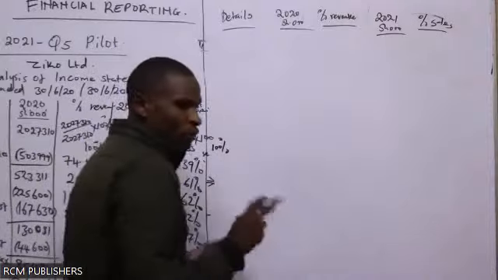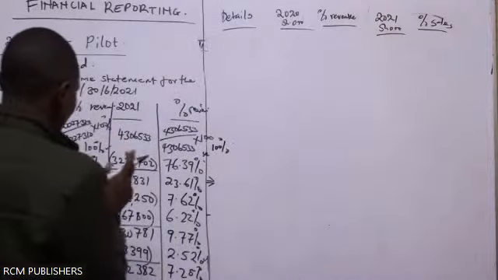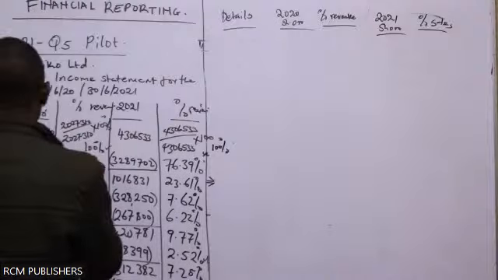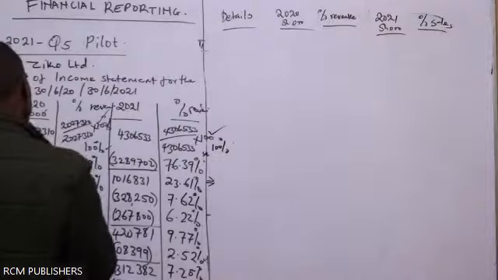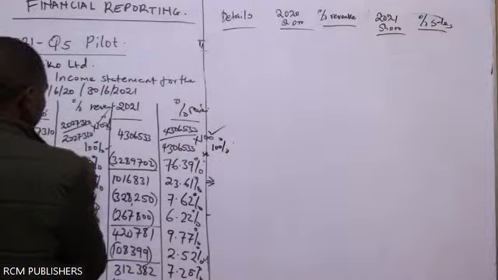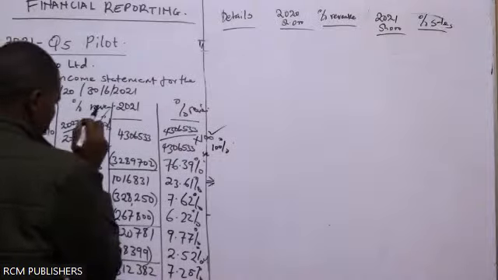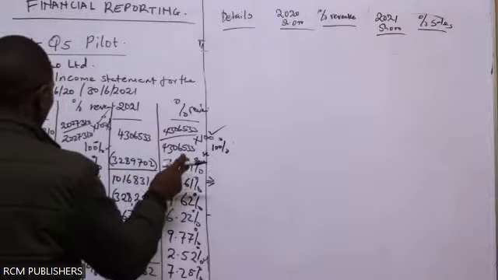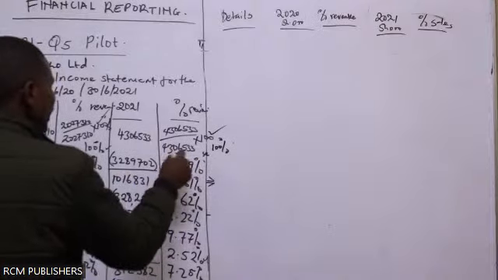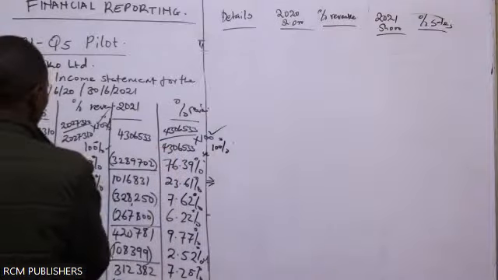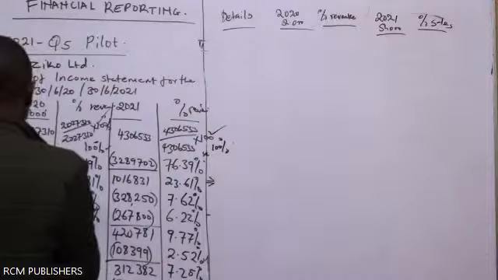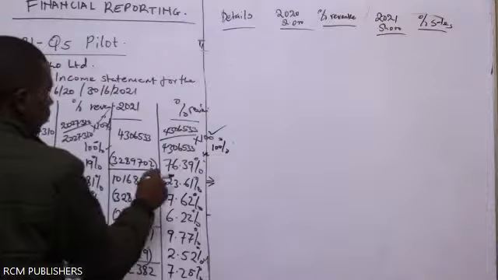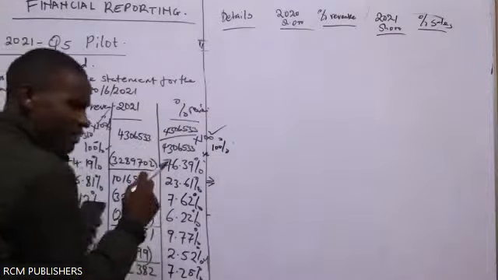When you are analyzing, you look at this. This is revenue, ni sawa, ni 100%. Let's look at cost of sale, 74.19% or 74.2%. And then we have cost of sale of 76. So we had more cost of sale compared to year 2020. And then we go to gross profit. Gross profit for year 2020 was higher compared to that of 2021. That is the way we analyze.